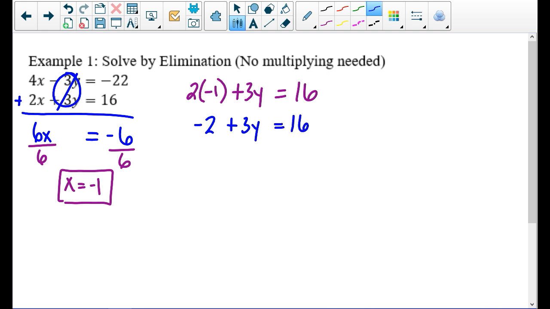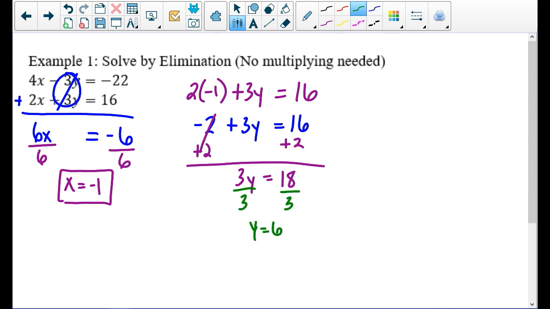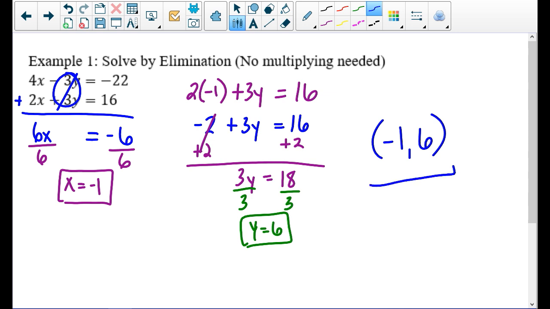And now again, we're solving algebraically. So adding 2 to both sides, 3y equals 18. And dividing by 3, y equals 6. Again, you could take these two values, plug them back in each equation to double check your answer. But my answer is written as a point, negative 1, positive 6, for my final answer.